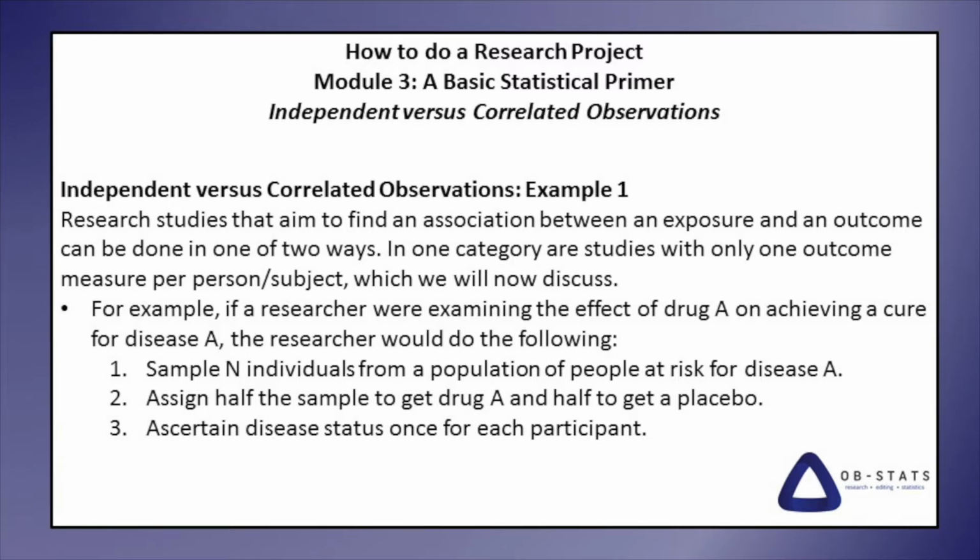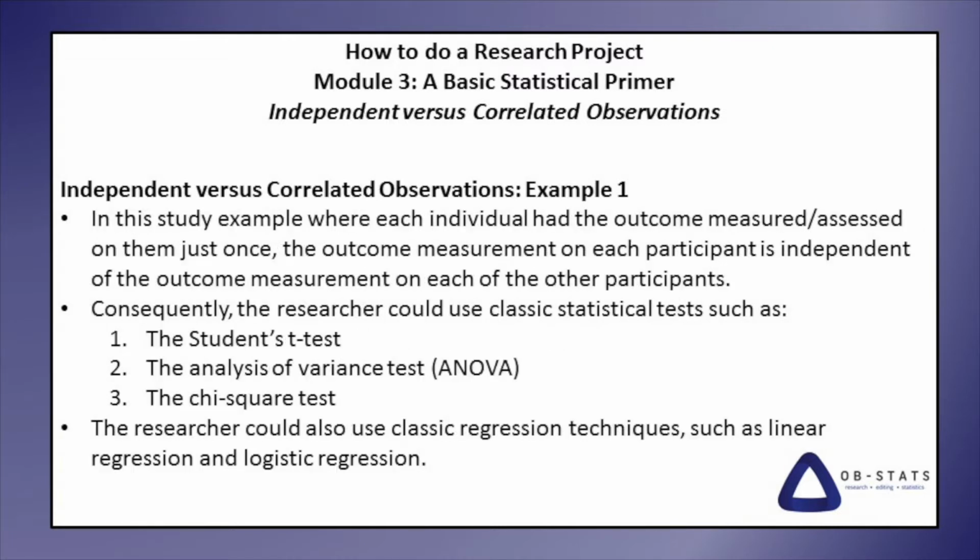Assign half the sample to get drug A and half to get a placebo. And 3. Ascertain disease status once for each patient. In this study example where each individual had the outcome measured or assessed on them just once, the outcome measurement on each participant is independent of the outcome measurement on each of the other participants.